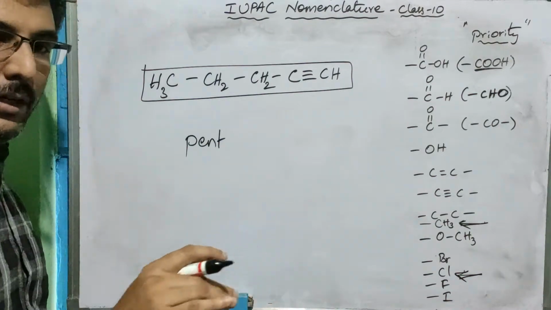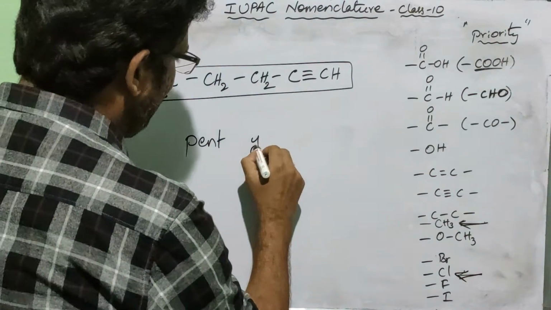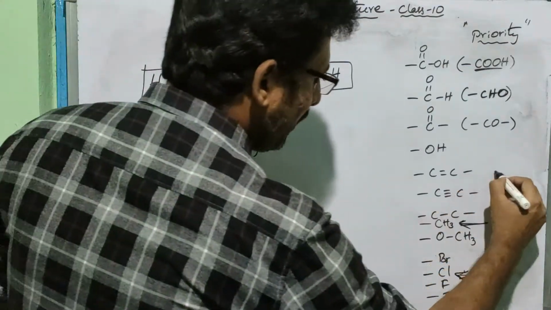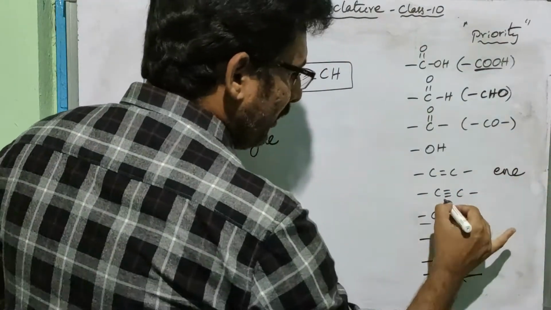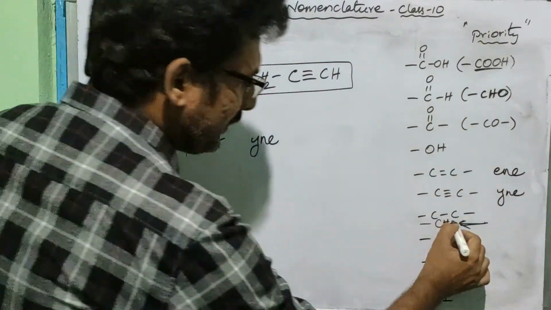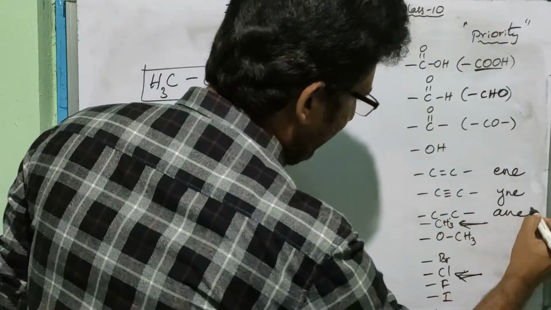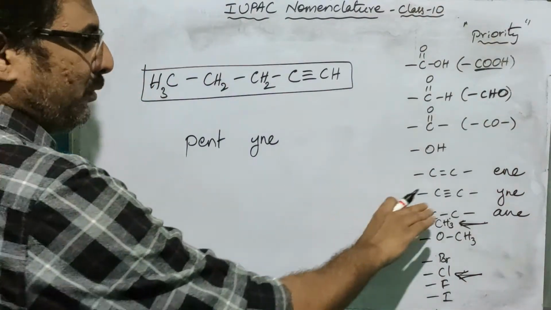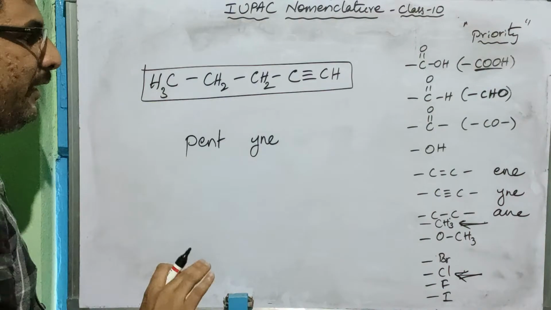So even if at least one triple bond is there, it will become ine. If it is a double bond, it will be ene. If it is a triple bond, it will be ine. If all are single bonds, it will be ane. So just remember, even if at least one triple bond is there, it becomes ine.